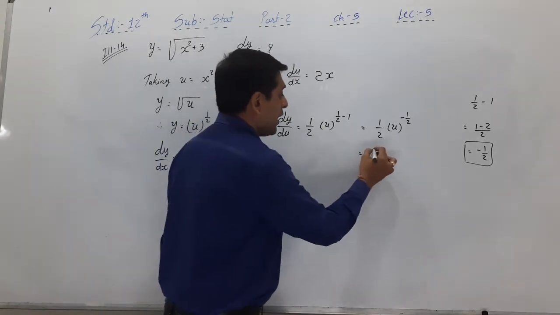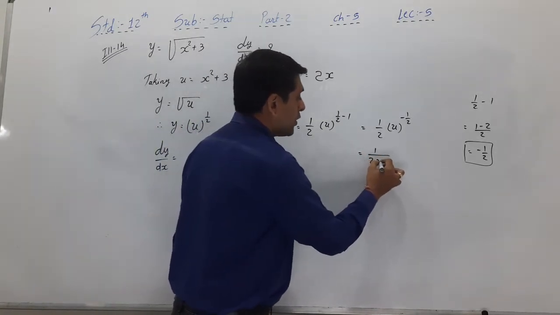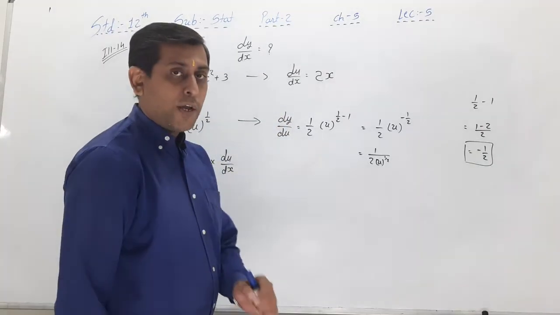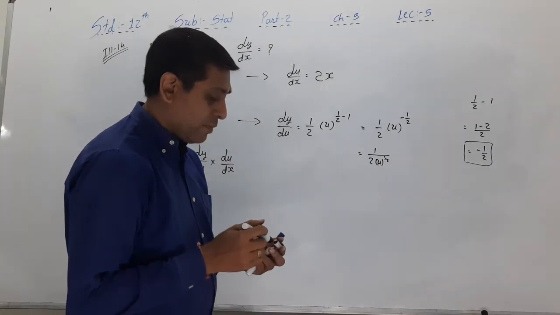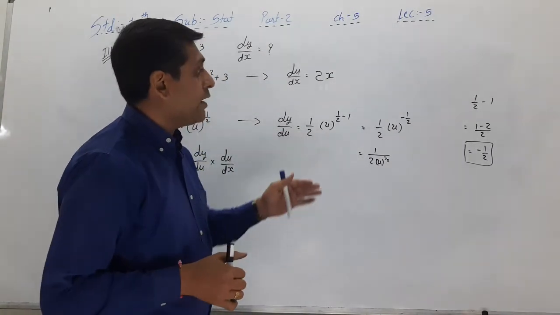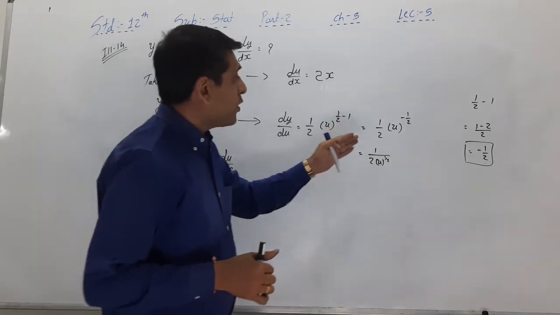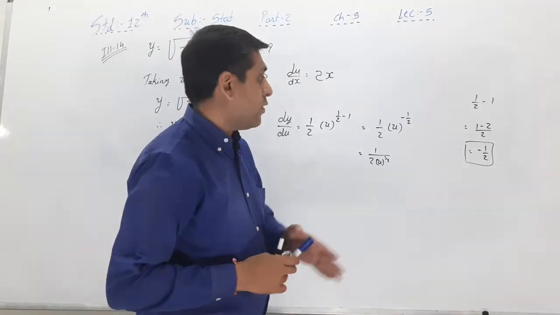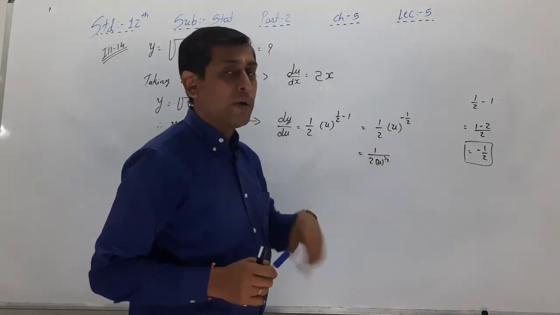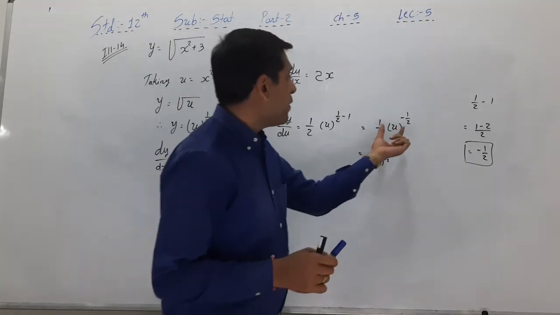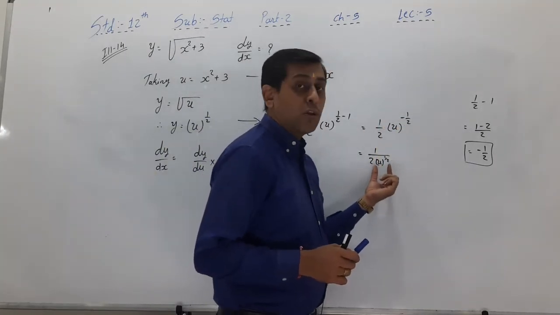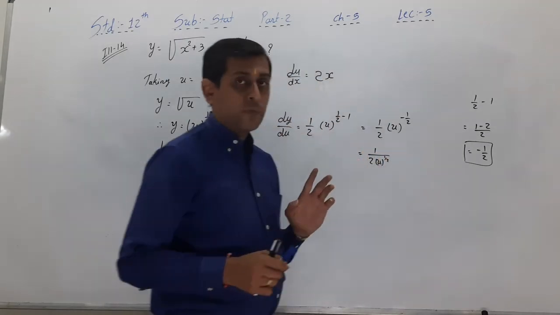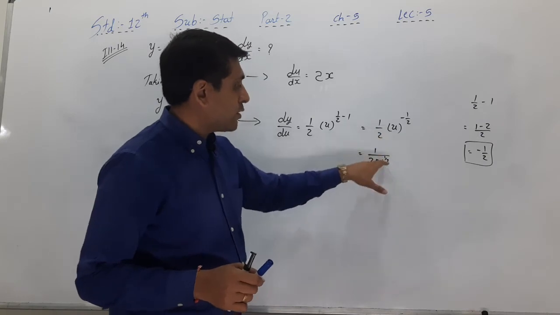So here you can write 1 by 2 u raised to minus 1 by 2. Here the minus sign is there. As I told you in my last lecture, whenever the power is negative, to simplify you write the variable in the denominator and the power becomes positive. So it is 1 by 2 into u raised to 1 by 2 in the denominator. This is the simplification.